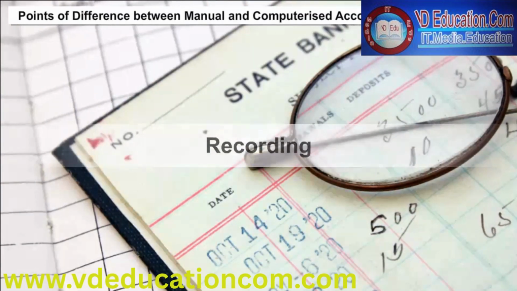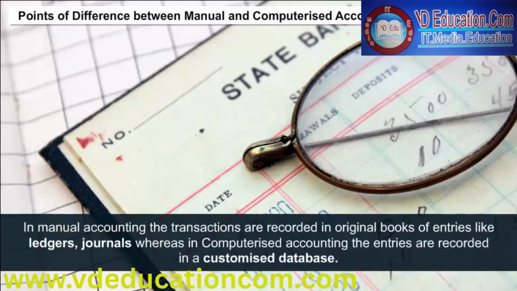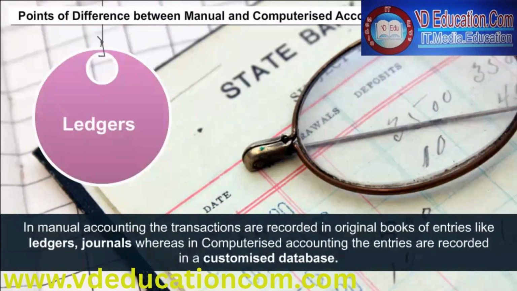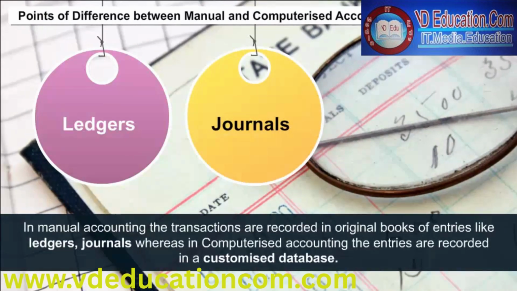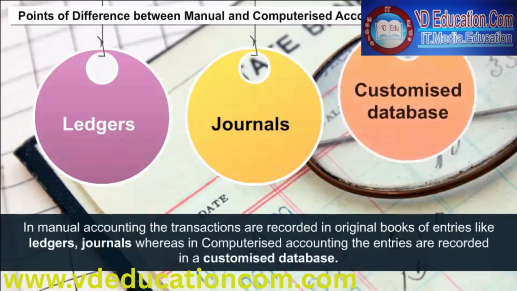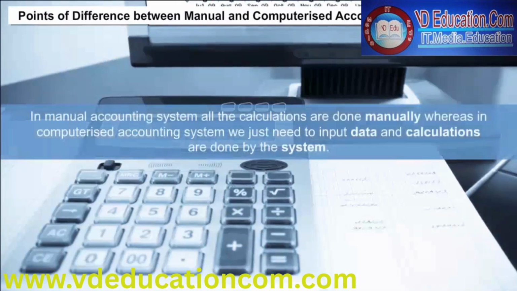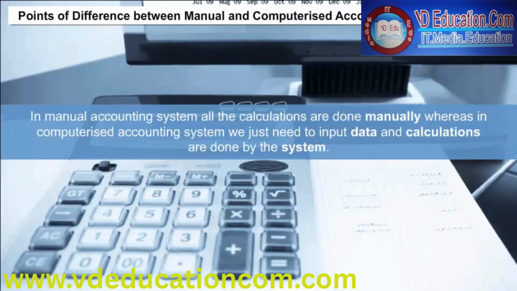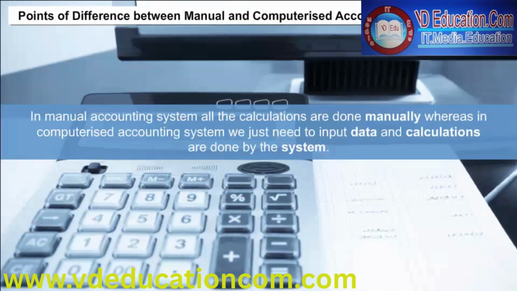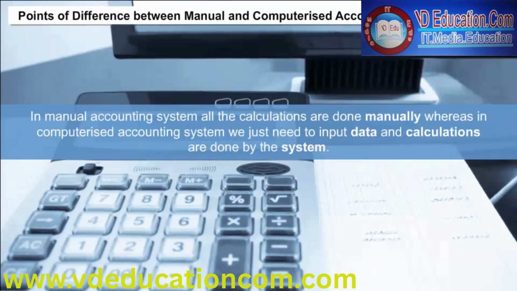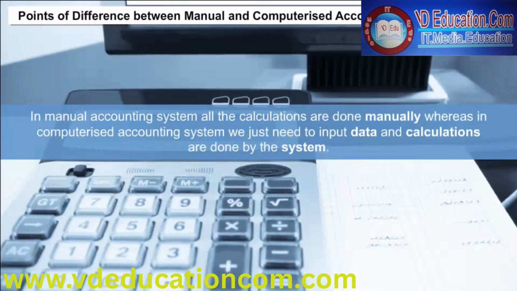Recording. In manual accounting, the transactions are recorded in original books of entries like ledgers, journals, whereas in computerized accounting, the entries are recorded in a customized database. Calculation. In manual accounting system, all the calculations are done manually, whereas in computerized accounting system, we just need to input data and calculations are done by the system.